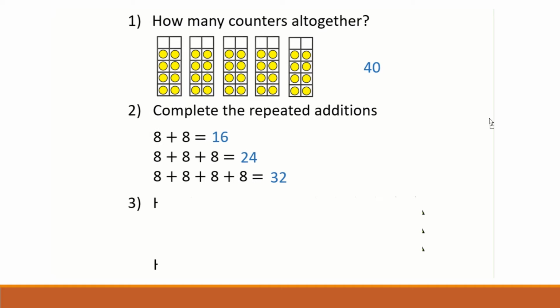Let's look at number 2. Complete the repeated additions. 8 add 8 equals 16. 8 add 8 add 8 equals 24. And 8 add 8 add 8 add 8, which is the same as 4 times 8, equals 32. How are we doing so far?